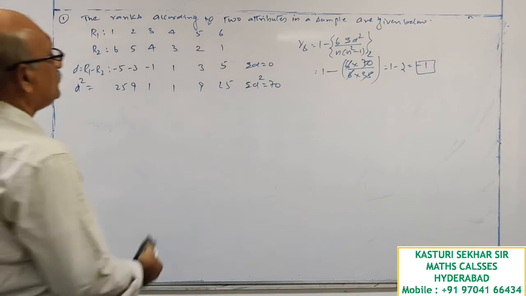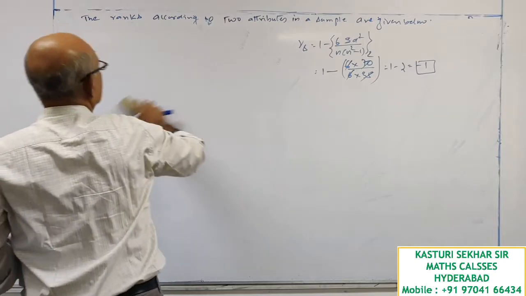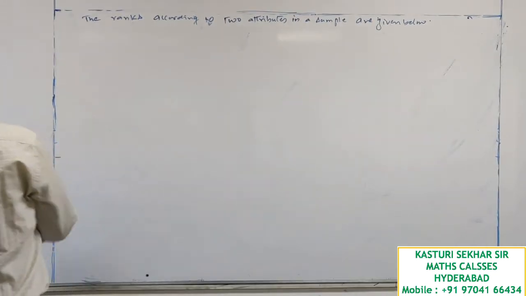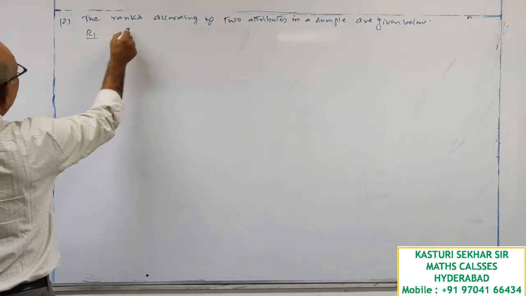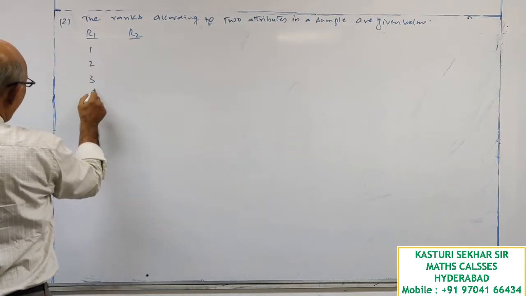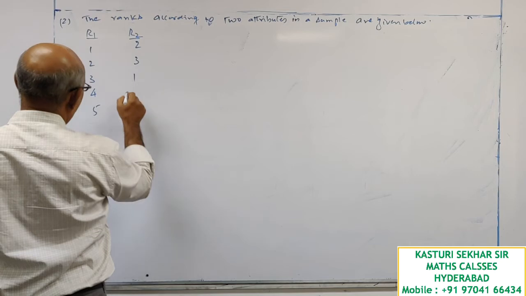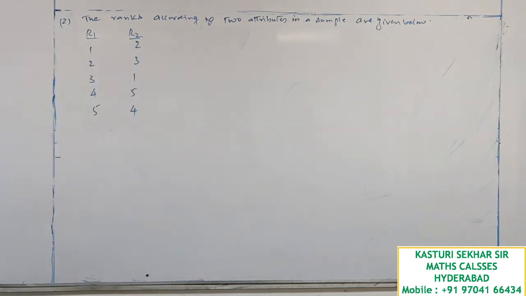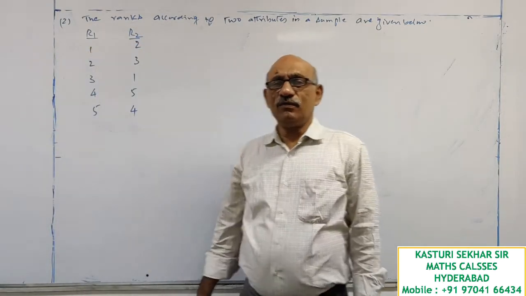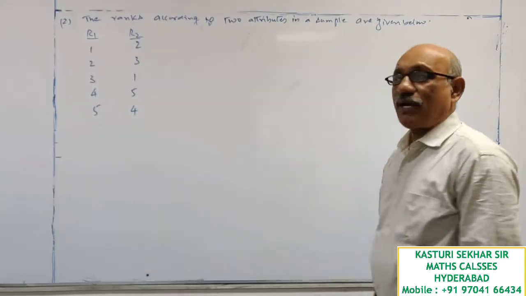Let's see the next question. Question number 2. R1 is equal to 1, 2, 3, 4, 5. R2 is equal to 2, 3, 1, 5, 4. We have to calculate the value of rank correlation. So solution part.